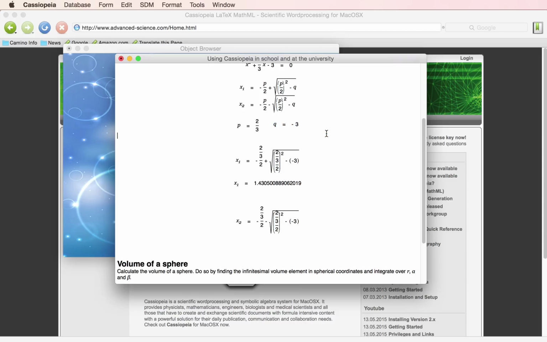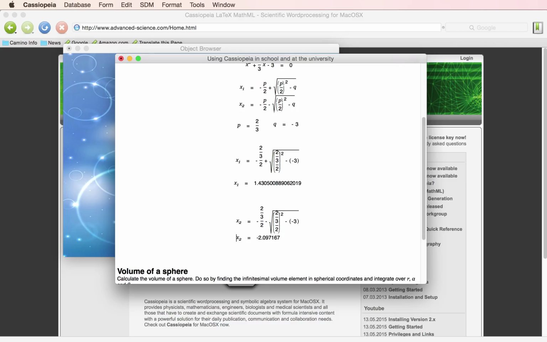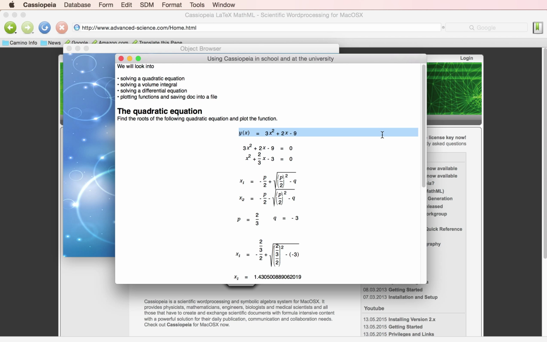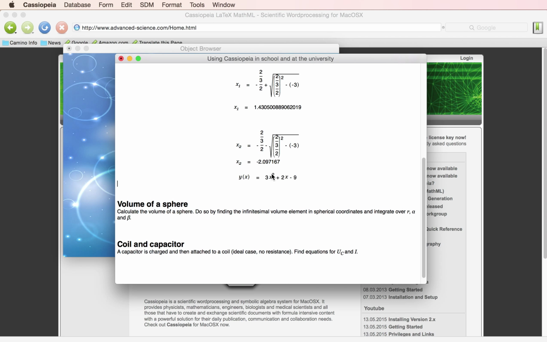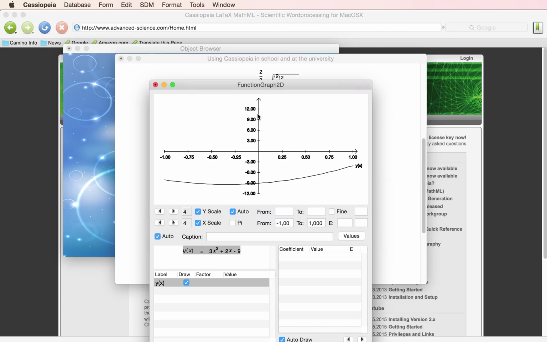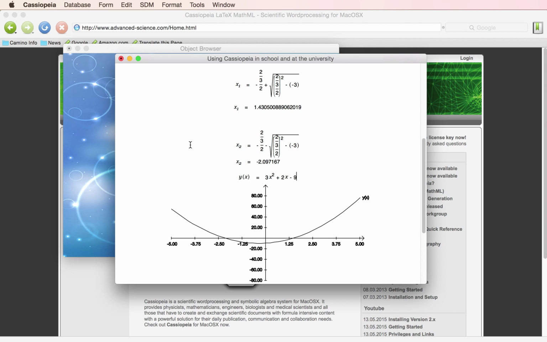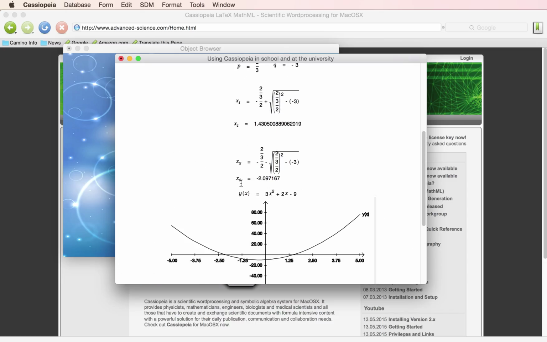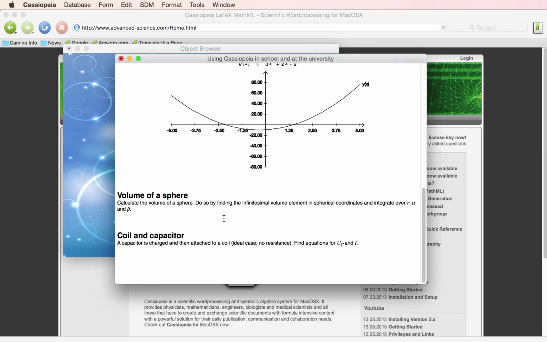Let's make a duplicate of this equation and then plot it with the shift double-click. Reasonable limits. Let's take minus 5 to 5. Okay, here we go. x2 looks reasonable, x1 looks reasonable as well. Great. Next exercise.